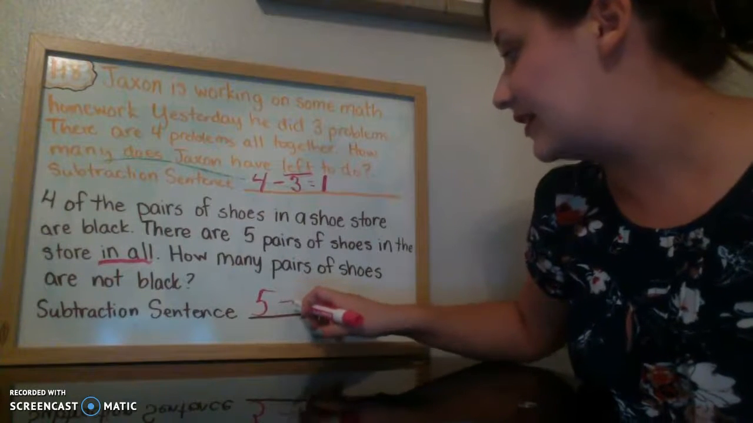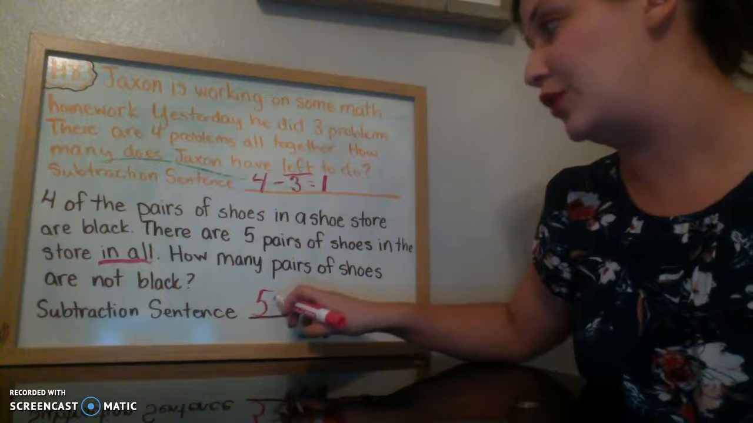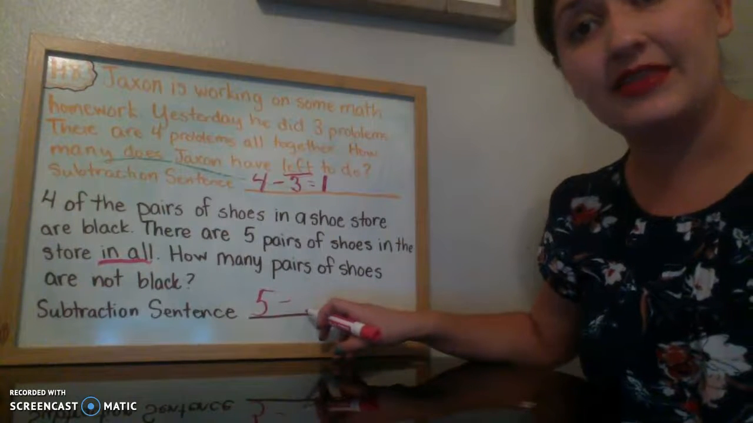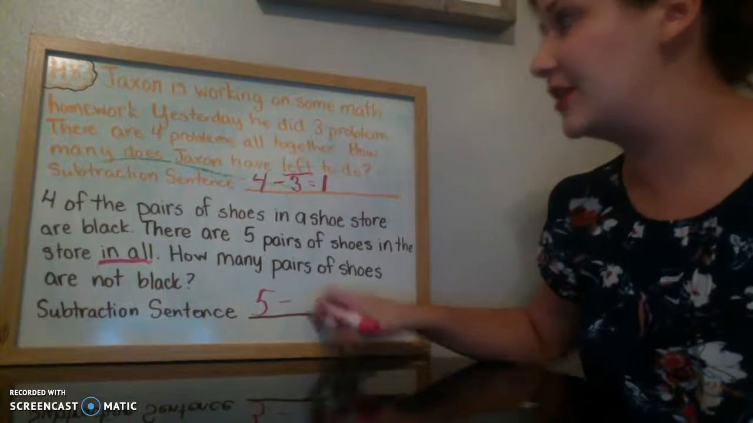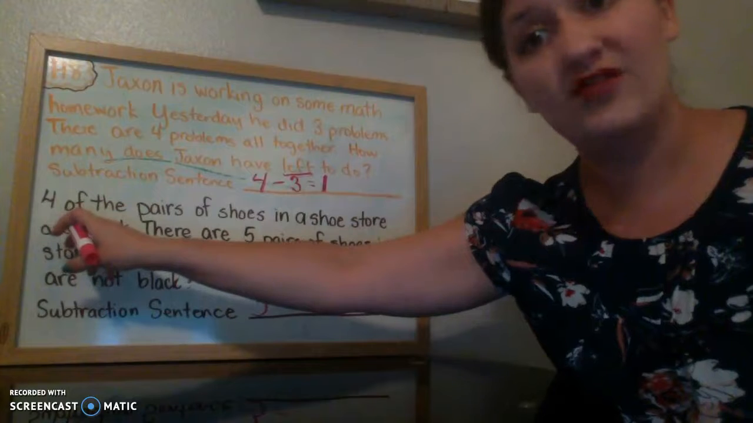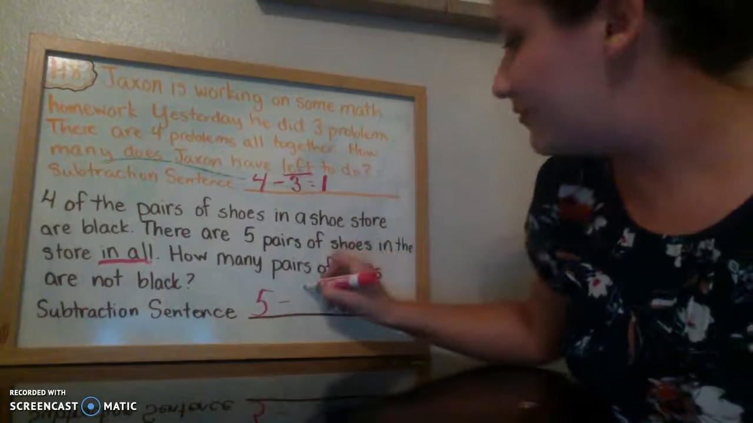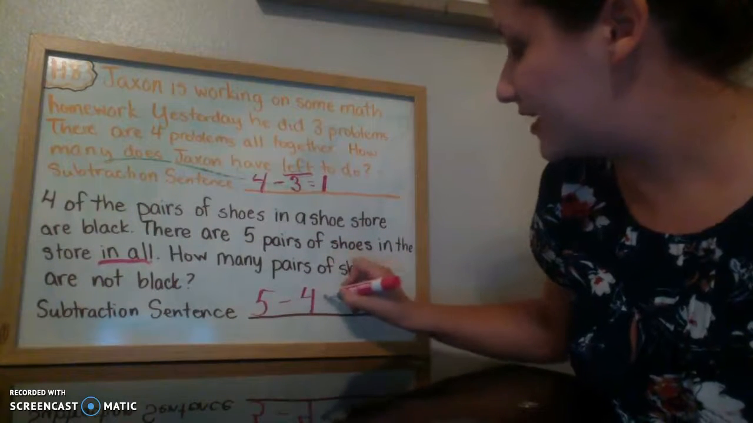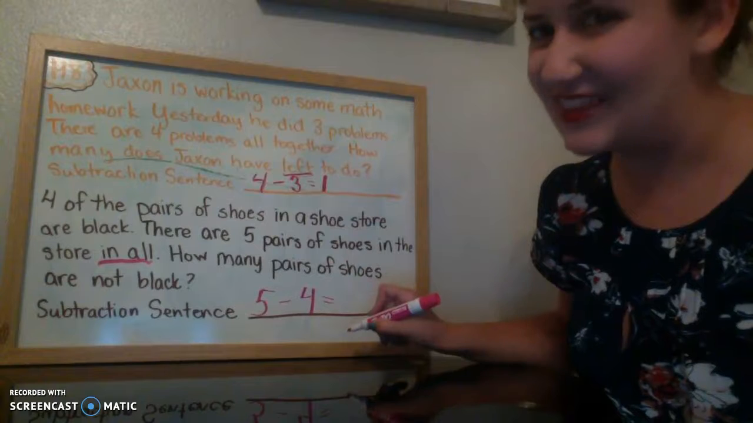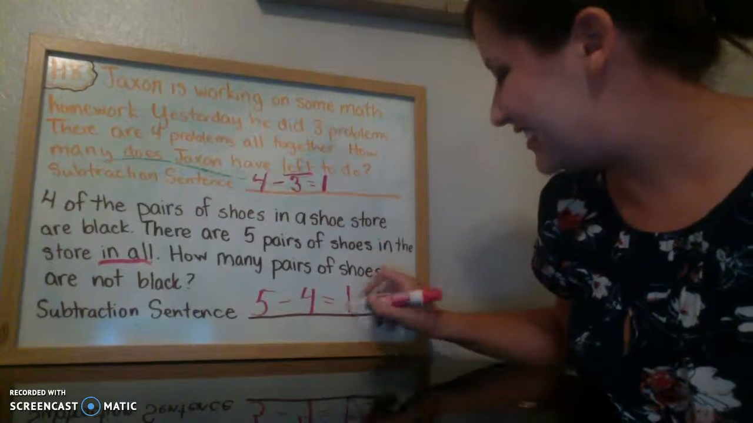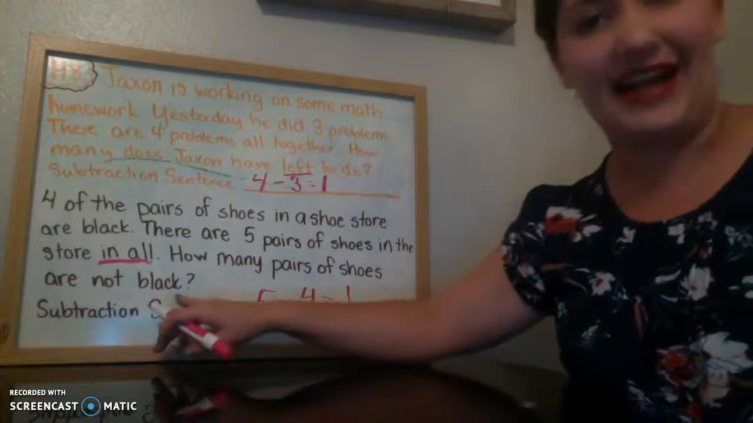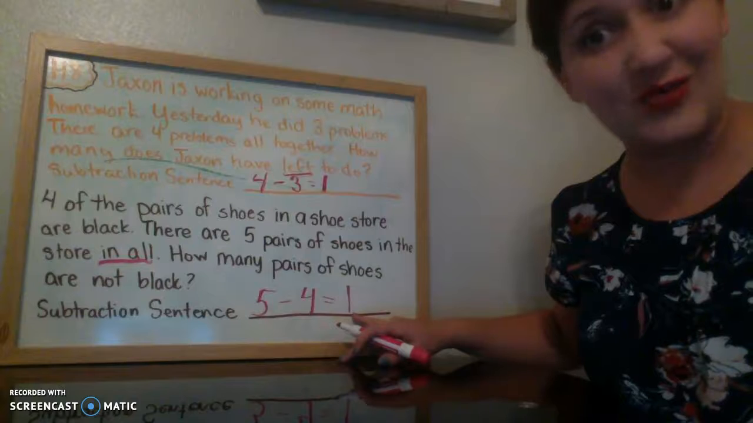5 minus. Now, 5 pairs of shoes total minus the black. How many pairs are black? So how many pairs are black? 4. That's right. 5 minus 4. What's 5 minus 4? You got it. It's 1. Another easy one. So how many pair are not black? Just 1 pair. Way to go.